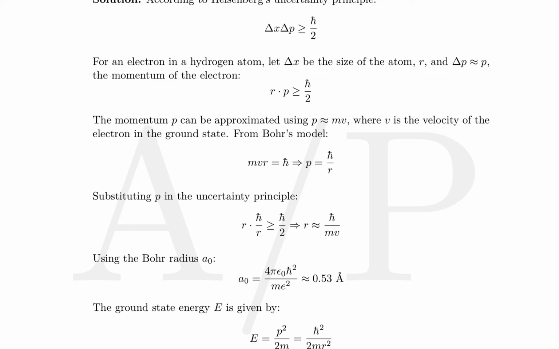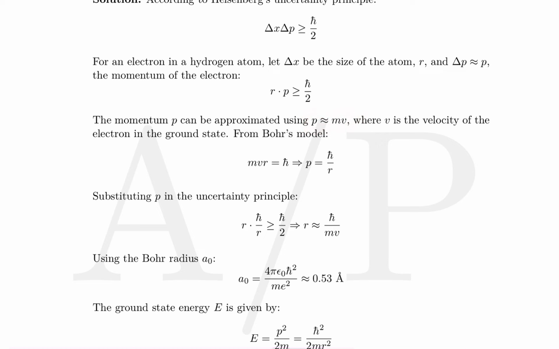Then for an electron in a hydrogen atom, delta x will be the size, because the uncertainty cannot be more than the actual parameter, for obvious reasons. So delta x will be the size of the atom and delta p will be the change in the momentum, which would be equal to the actual value, because it can't be more than that. So r times p is greater than or equal to h cut over 2. Now we know that p is equal to mv, for momentum is mass into velocity.